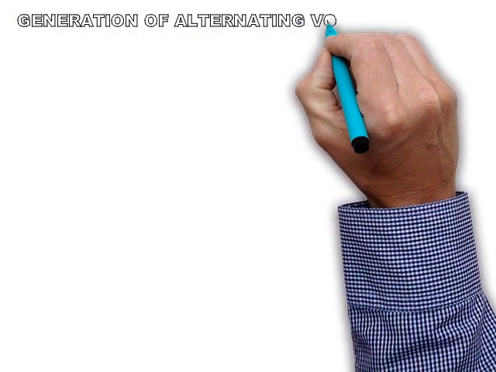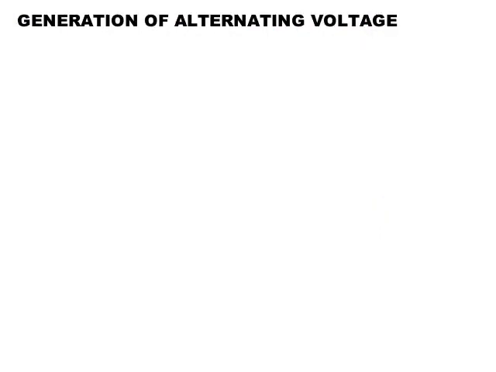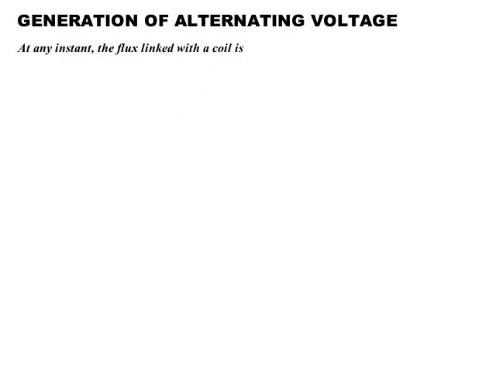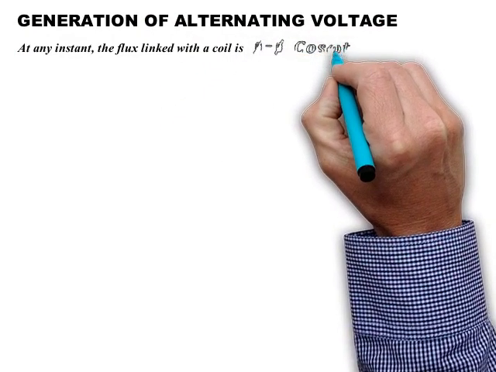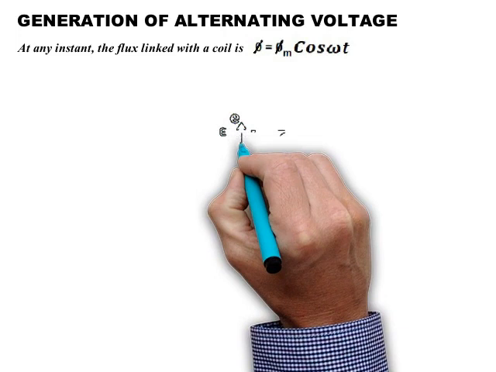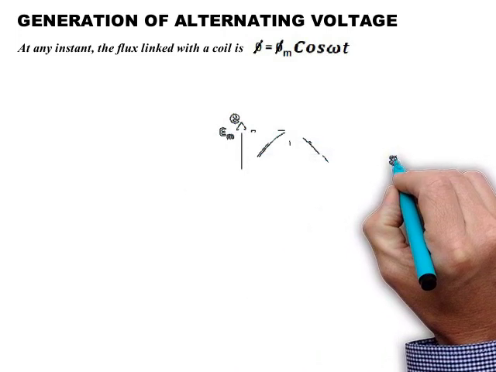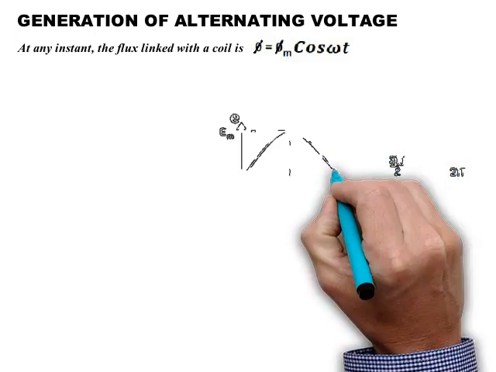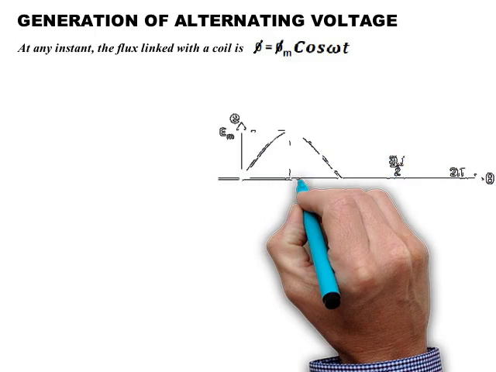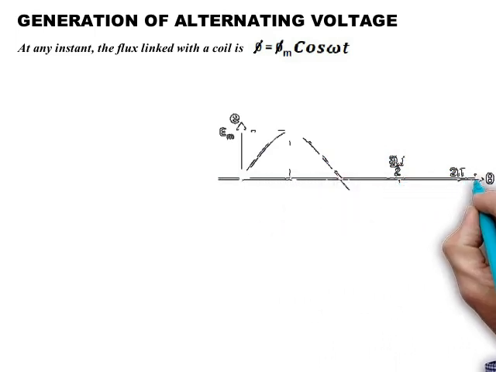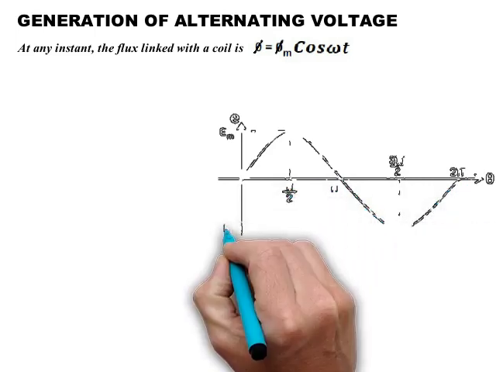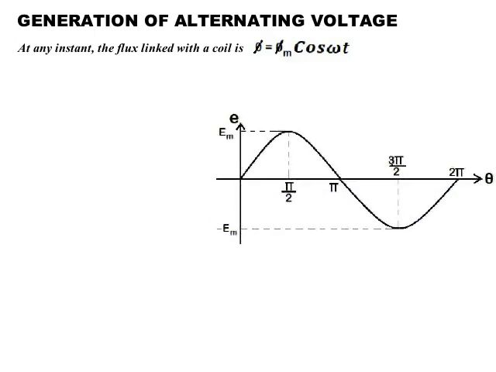Generation of alternating voltage. At any instant, the flux linked with the coil is phi equal to phi m cos omega t. Let us draw a graph of E versus theta. E is the EMF. It starts from 0, passes through pi by 2, pi, 3 pi by 2, and the cycle completes at 2 pi. It has an amplitude of plus minus Em.